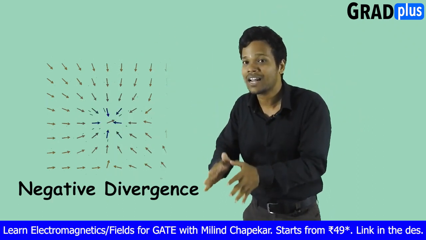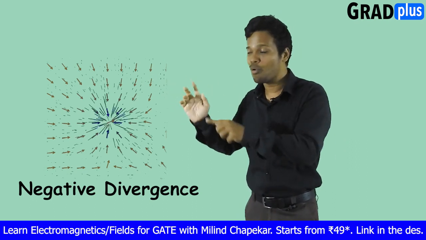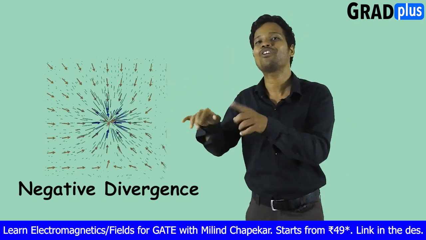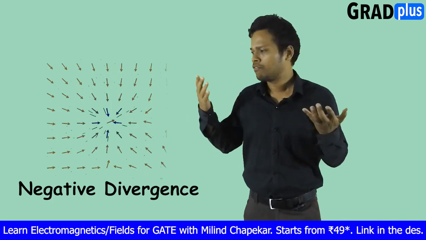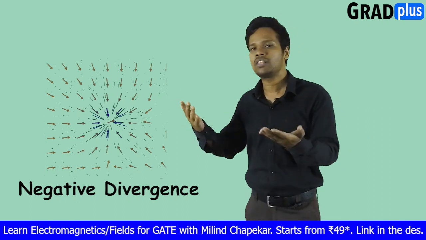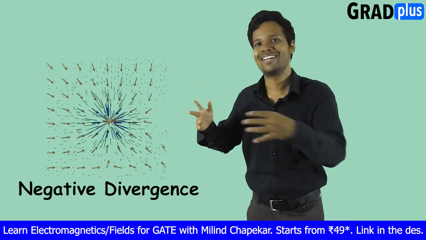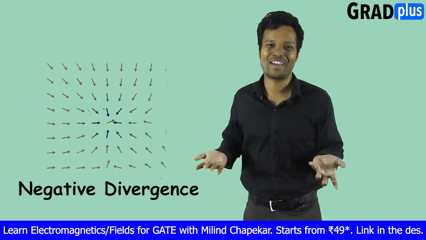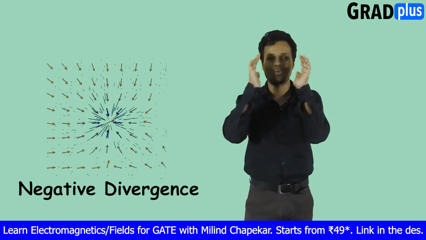If more lines are coming out, then positive divergence. But here more lines are coming into, therefore negative divergence. And if neither the field lines are coming out nor the field lines are sinking into, they are coming and going straight forward, then at that point there will be the zero divergence. So this is how you can remember the simple definition of divergence.